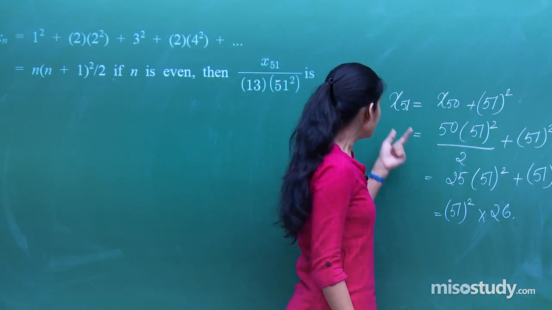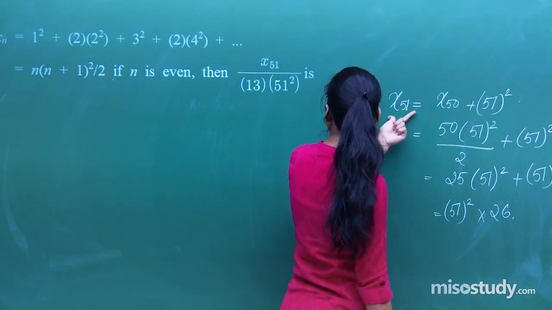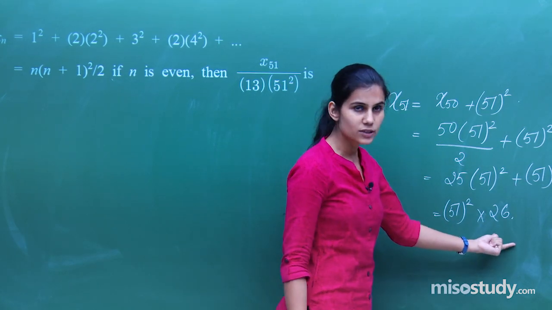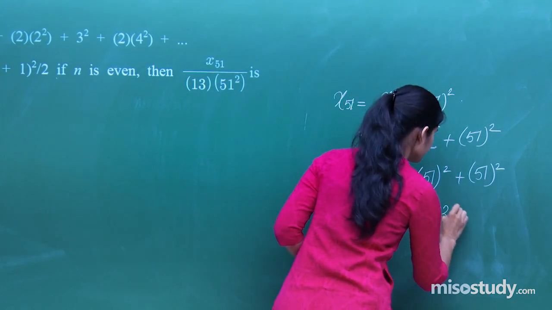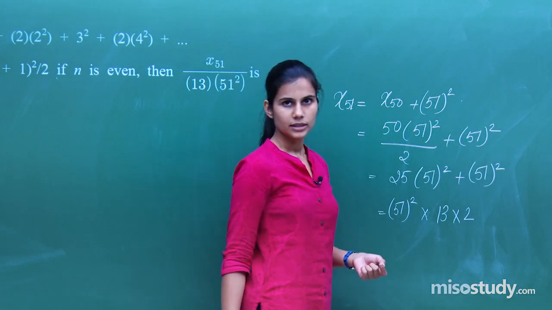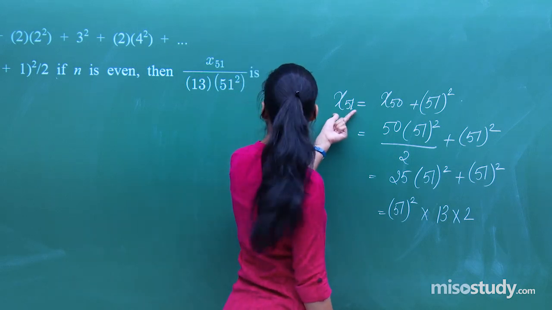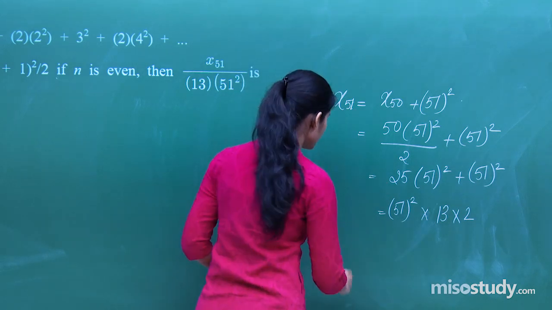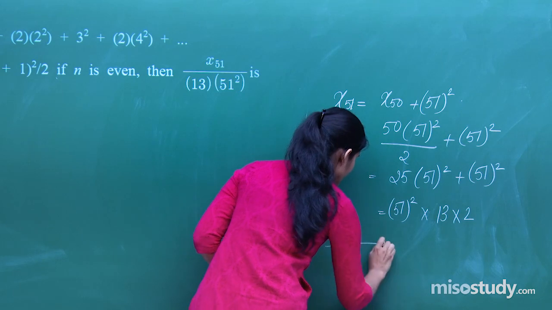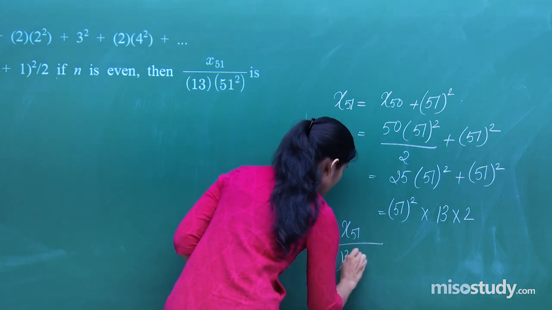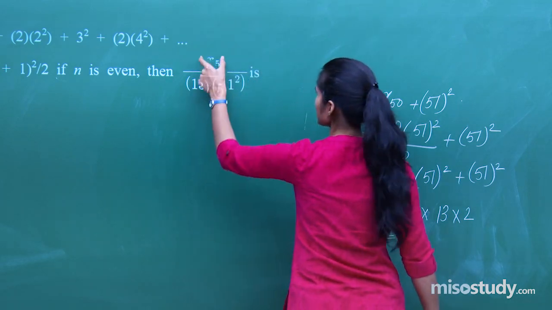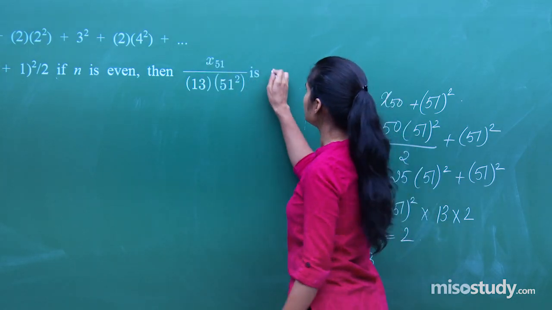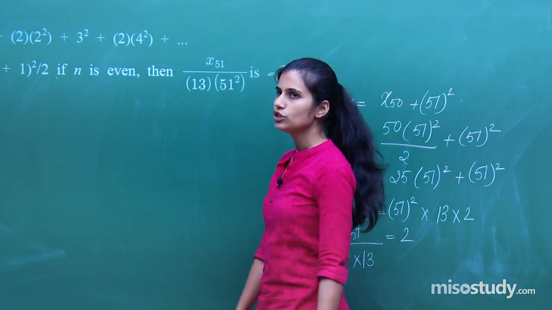So this is x51 and this is 26. 26 is what? 13 into 2. So x51 upon 51 square into 13 comes out to be equal to 2. So x51 upon 51 square into 13 is the integer 2.